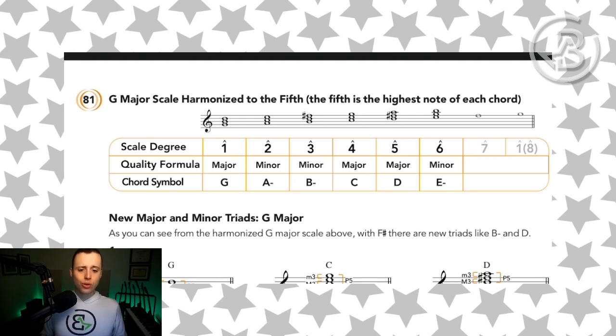In this lesson, you are going to understand how to harmonize a G major scale to the fifth and why we have 2 new chords that did not exist previously in the C major scale harmonized to the fifth. Whenever we harmonize scales to the fifth, we're always going to use the notes from that scale. Now, it just so happens that scale degree 7 in G major is an F sharp, and that's the one note that's different between a G major scale and a C major scale.